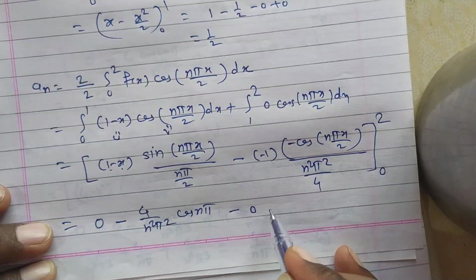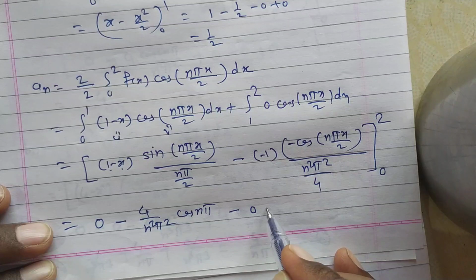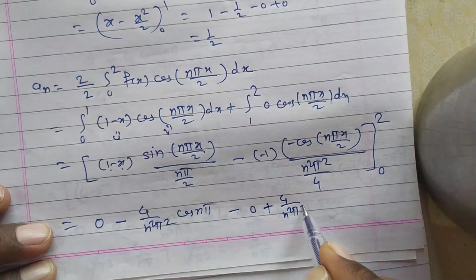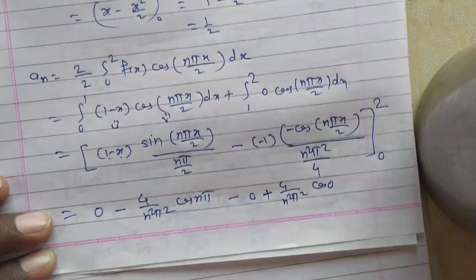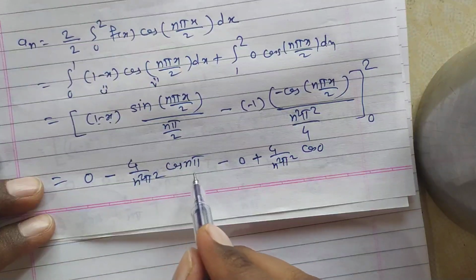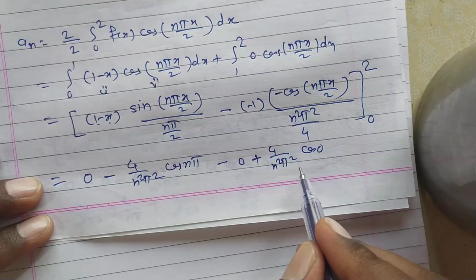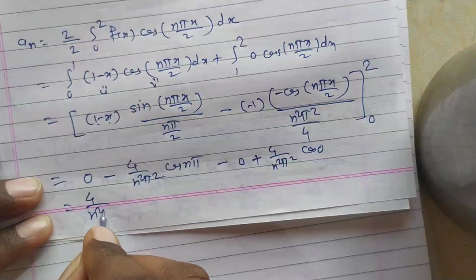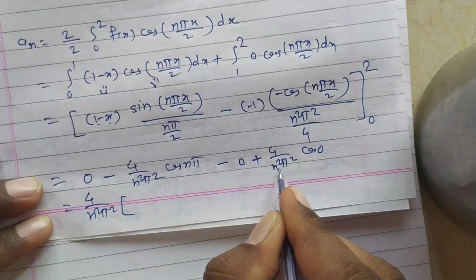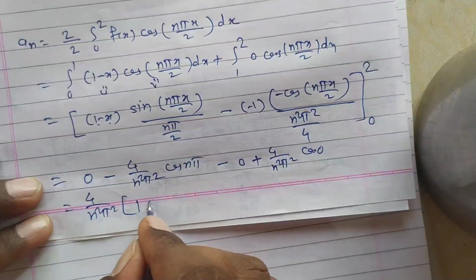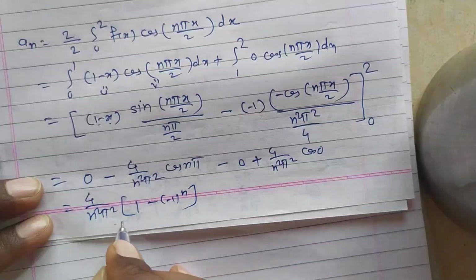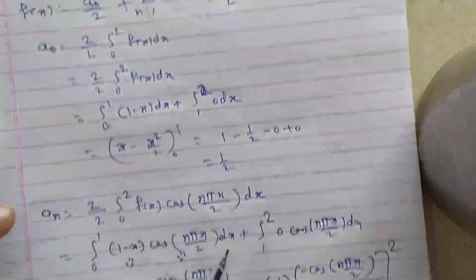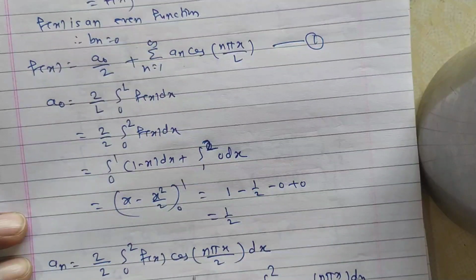Here lower limit minus, that is 4 times minus sign, that is plus. First write denominator 4 upon n square pi square into cos 0. So we know that cos n pi is minus 1 raised to n and cos 0 is 1. So if we take this 4 upon n square pi square common, in bracket here cos 0 is 1 and cos n pi is minus 1 raised to n. So this is the value of an. Now put this an and a0 in equation 1, that is our final answer.